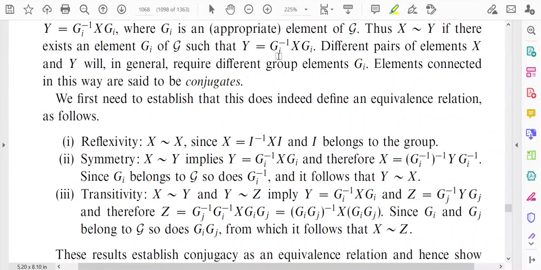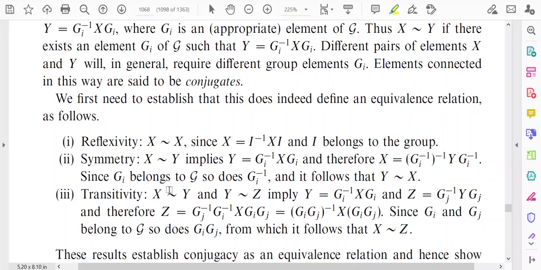Now, this is the definition, y is equal to Gi inverse x Gi, and this relation implies x is equivalent to y as per our original definition that was assumed before the derivation. So y is equal to Gi inverse x Gi implies x is equivalent to y, and from the same relation we can also write x is equal to Gi inverse to the power inverse y Gi inverse. This relation and the previous one are just the same, just the positions of x and y have been interchanged.